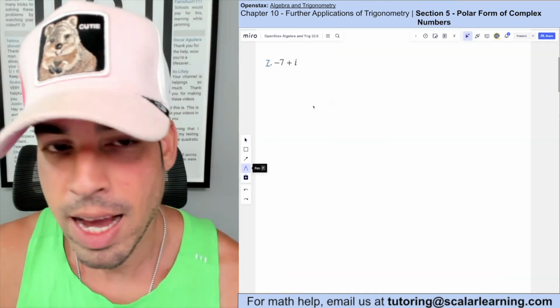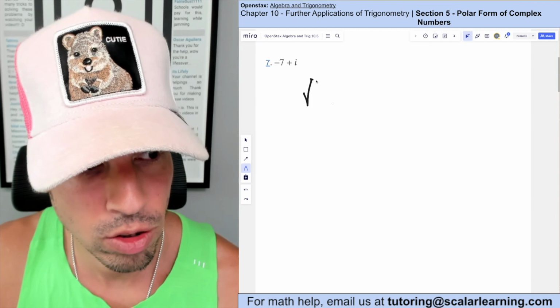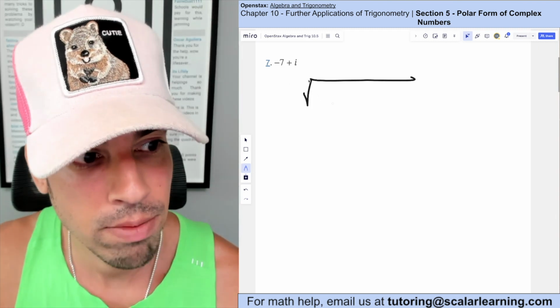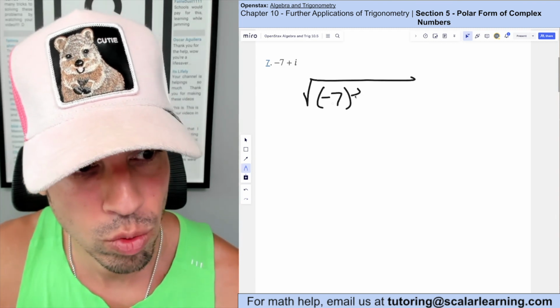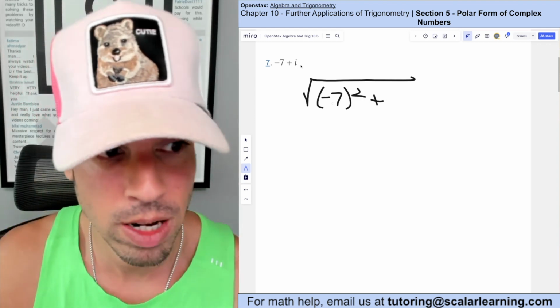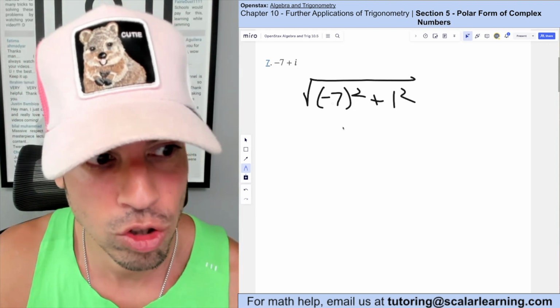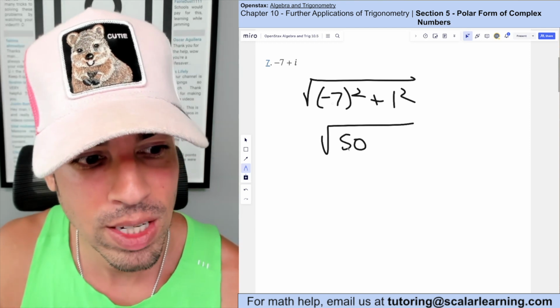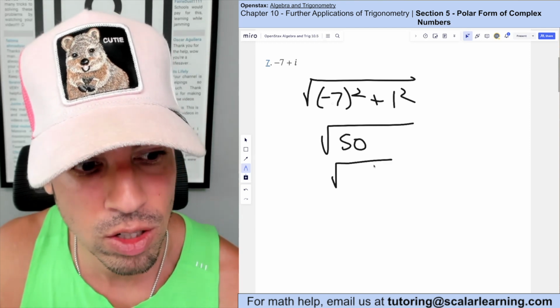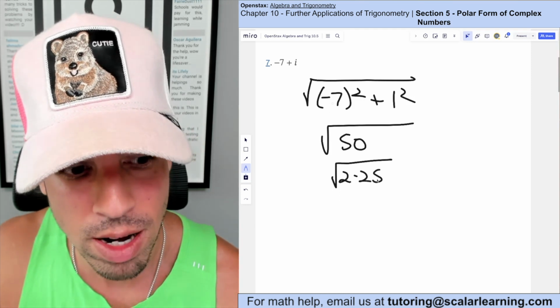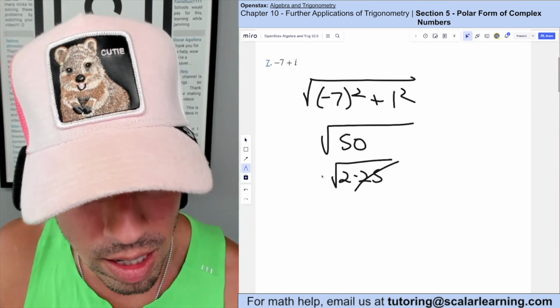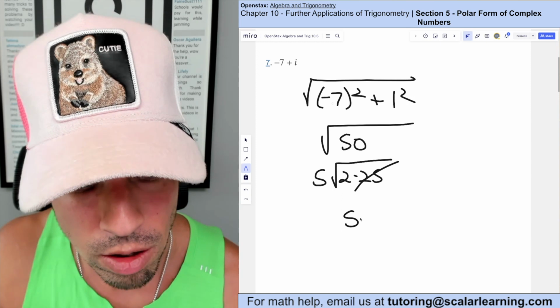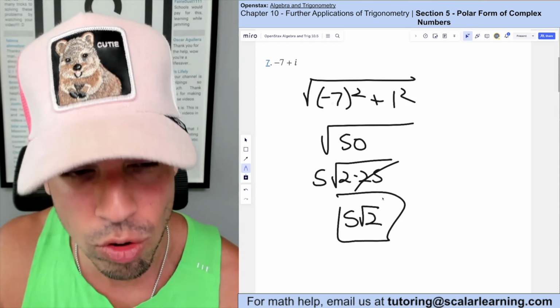So for this one, to find the absolute value, what we're going to do is take the square root of the a value squared, so that's -7 squared, plus the b value, the coefficient in front of i, which is simply 1 squared. So that's the square root of 49 plus 1, which is 50. And then we can simplify 50, right? 50 is really 2 times 25. 25 is a nice perfect square. Square root of that is 5 when we bring it outside. And our final answer is 5 rad 2, boom, done.